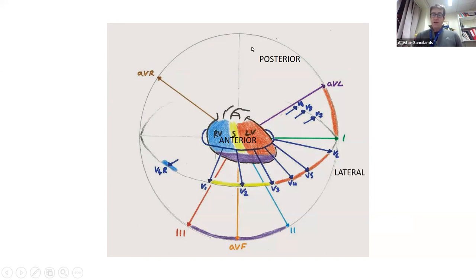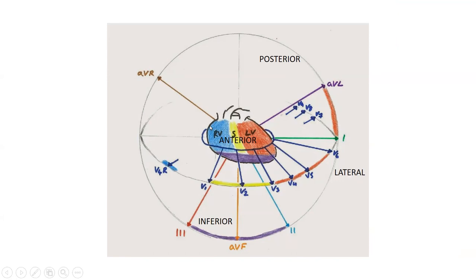Also, the lateral leads are made up of 1, AVL, V5 and V6. The inferior leads are made up of 3, AVF and lead 2. And obviously, this is quite important for coronary artery disease, because we're looking at regions of the heart supplied by coronary arteries, therefore certain leads of the heart will be affected by a problem with that coronary artery. V4R is depicted here as a lead looking for a pure right coronary artery, a proximal right coronary artery infarct. So sometimes you might find ECGs with V4R on.